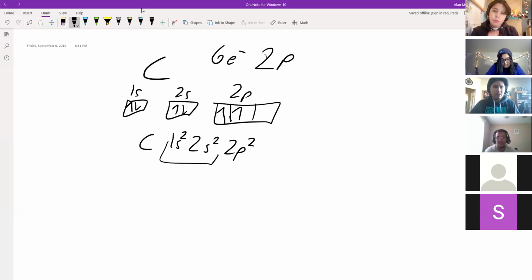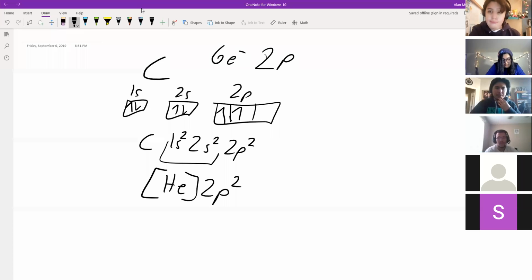In this case, what is carbon's noble gas before it? Helium. So what you would do is write brackets, the symbol of the noble gas, and the configuration that comes after it. Right here, helium is 1s2, 2s2. We basically replace the configuration of helium, or the noble gas, and then write the configuration that comes after for this specific element. So both of these ways are correct.